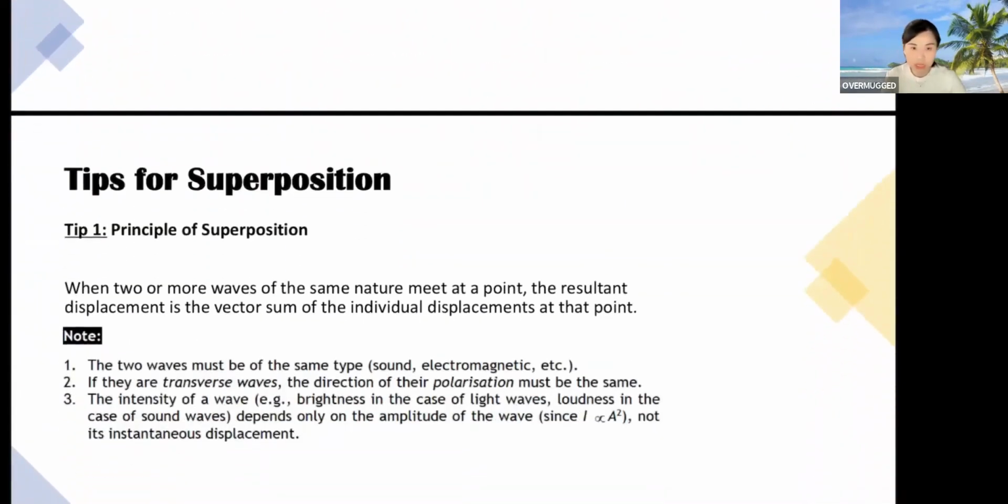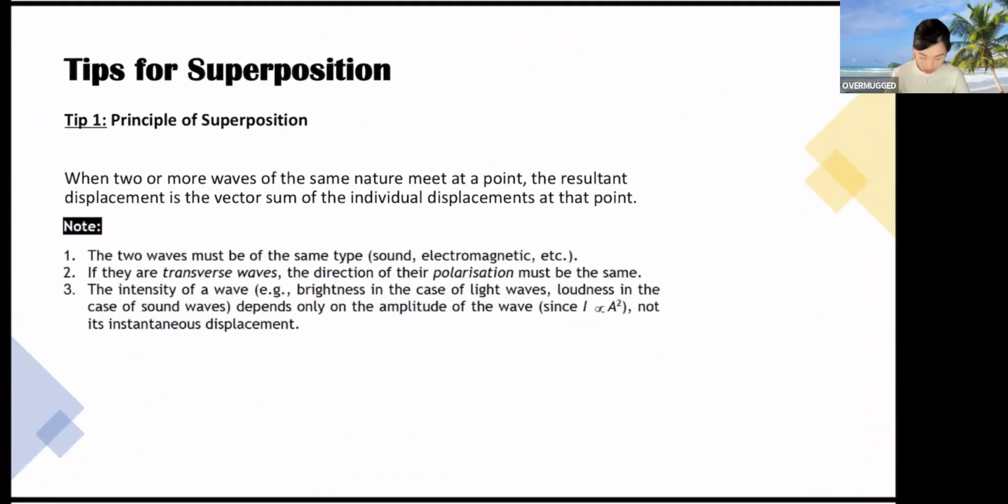Now, the next thing we're going to look at is waves, superposition. So for superposition, let's just recap. The most important thing you need to know is how do you define the principle of superposition? It is when two or more waves, same nature meaning same type, meet at a point, and then the resultant displacement will always be a vector sum of the individual displacements. Take note, it's a vector sum.